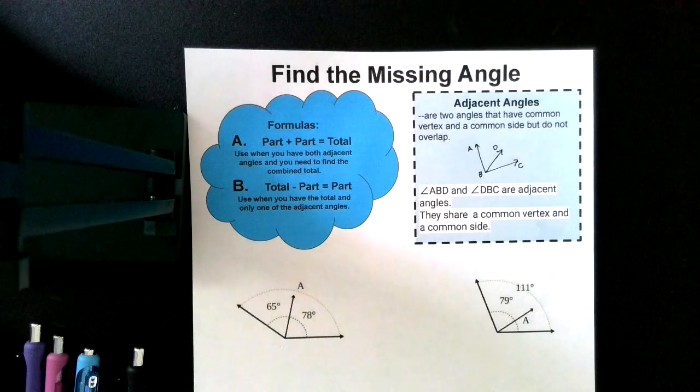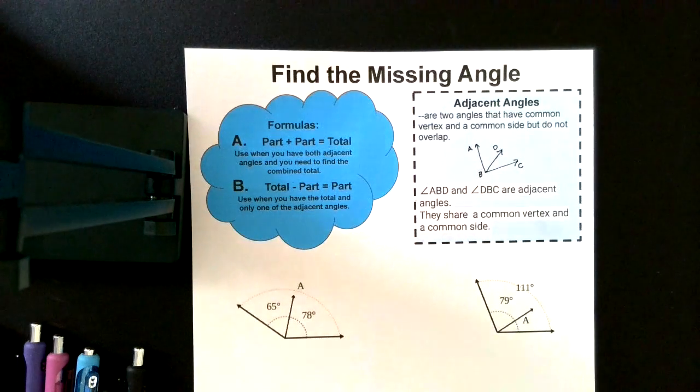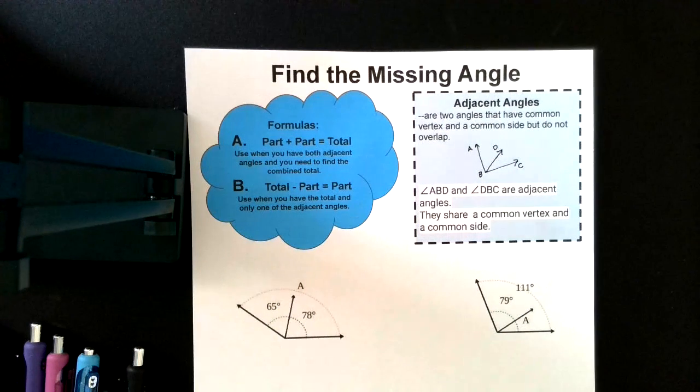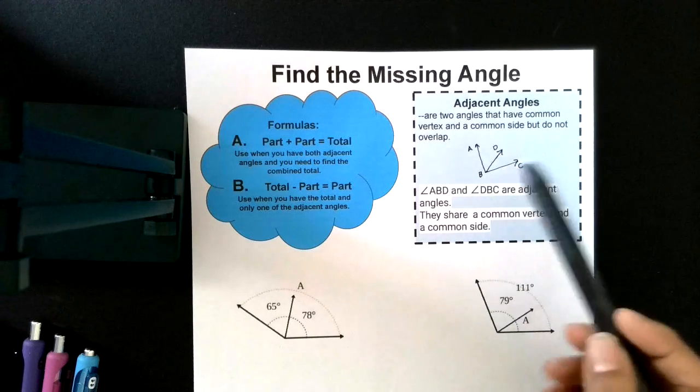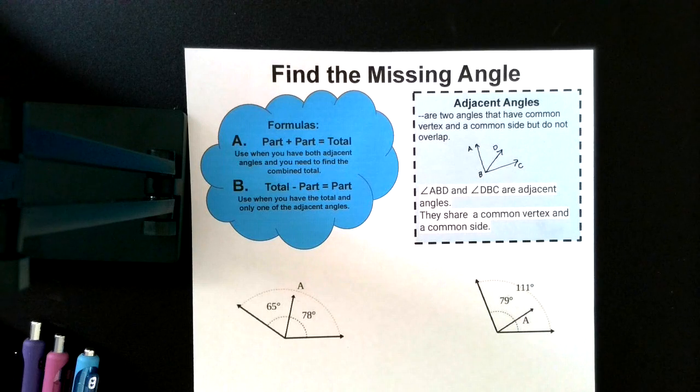Hello, boys and girls. Today we're going to be reviewing how to find the missing angle in a pair of adjacent angles. So remember, when we talk about adjacent angles, it says adjacent angles are two angles that have a common vertex and a common side, but do not overlap. Okay, so we're looking at these two angles right here.